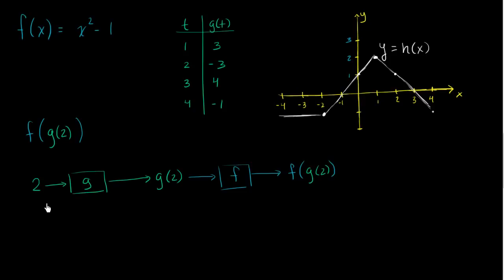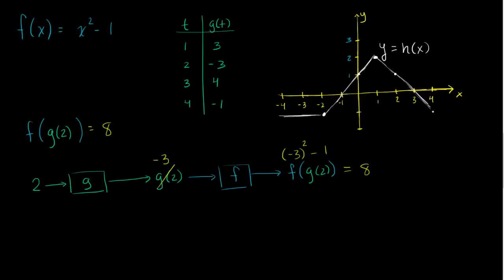So let's just take this step by step. What is g of 2? Well, when t is equal to 2, g of 2 is negative 3. So g of 2 is negative 3. And so when I put negative 3 into f, what am I going to get? Well, I'm going to get negative 3 squared minus 1, which is 9 minus 1, which is going to be equal to 8. So f of g of 2 is going to be equal to 8.